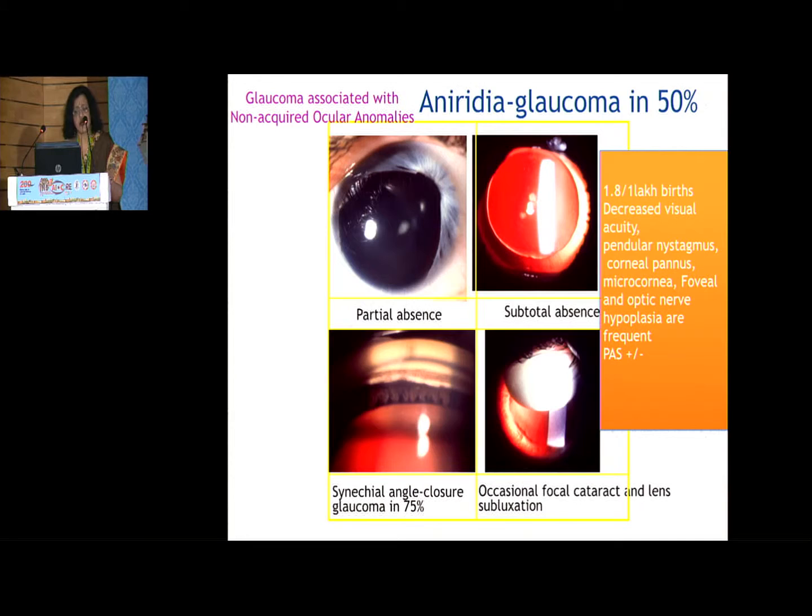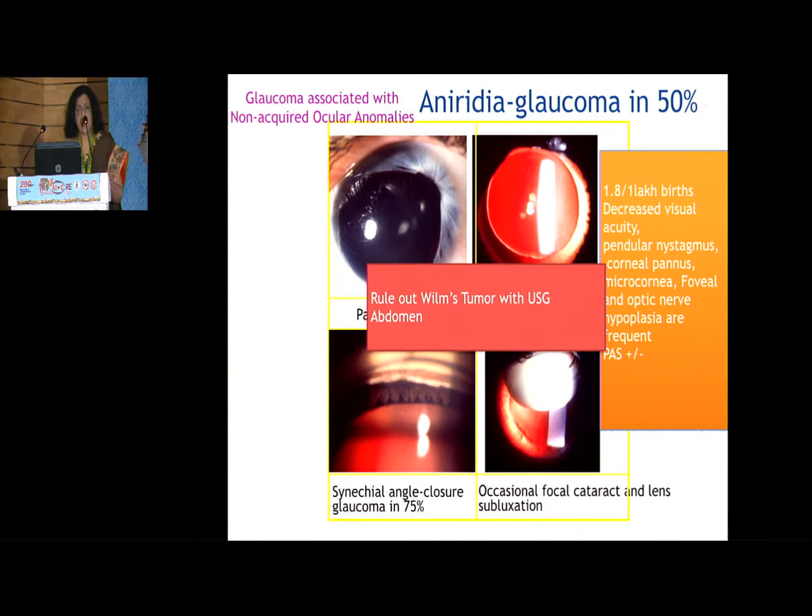The aniridia in itself could be either a partial absence, subtotal absence, or some of them can even have a synechial angle closure. These patients can have an angle glaucoma at any age in life. And then when we have such patients, we should always rule out a Wilms tumor by doing an ultrasound abdomen.